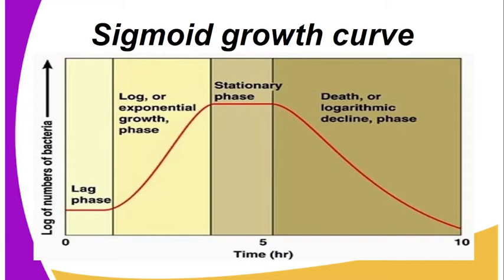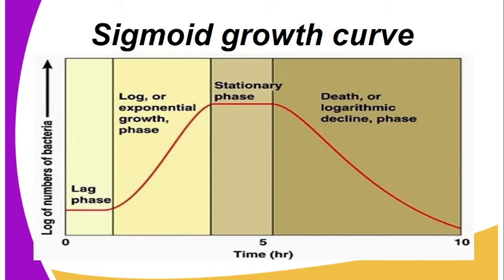So this is the sigmoid growth curve. You can see how it looks. We have the log of numbers of bacteria, and then we have the time in hours. You can see there we have very many phases. The first one is the lag phase. Can you see the lag phase? The lag phase is a straight line.